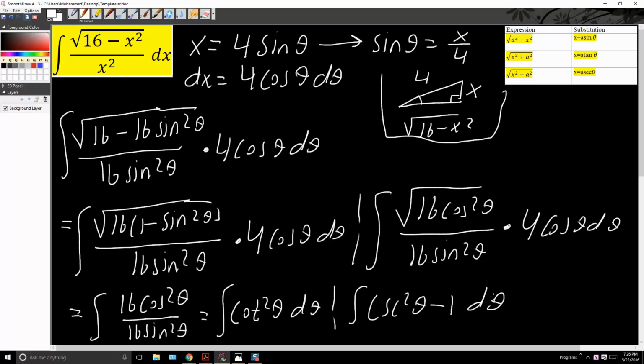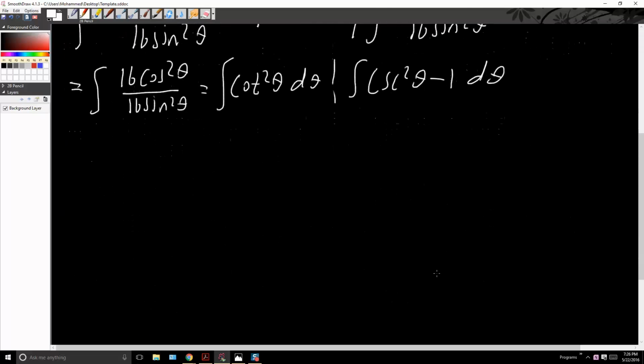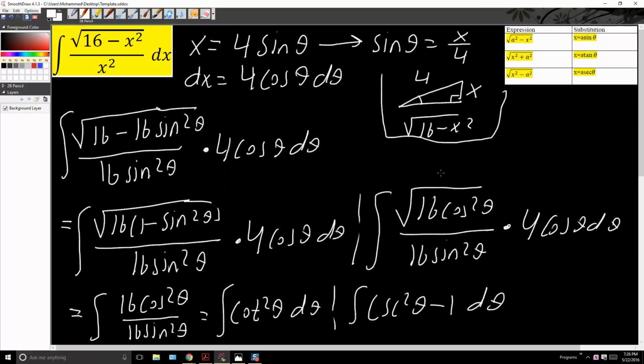So let me scroll down a little bit. And now we take the antiderivative. So the antiderivative of cosecant squared theta would be negative cotangent theta. And the antiderivative of negative 1 would be negative theta plus the arbitrary c. And now we will use our triangle. So we have cotangent, right? Cotangent is adjacent divided by opposite. So we would have square root of 16 minus x squared divided by opposite, so divided by x.